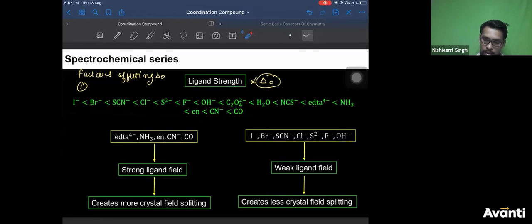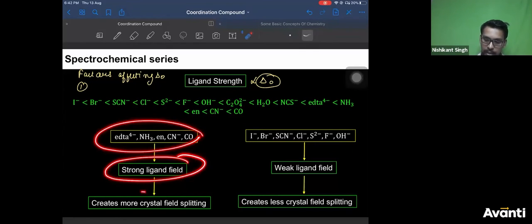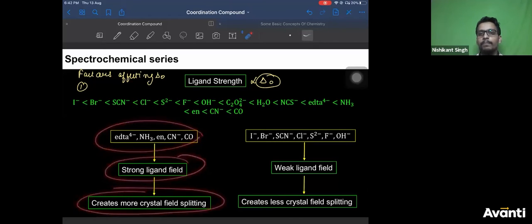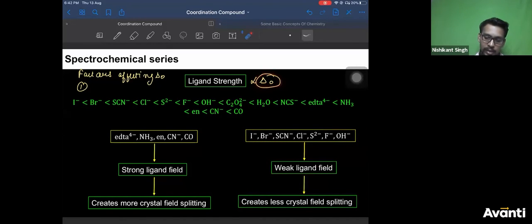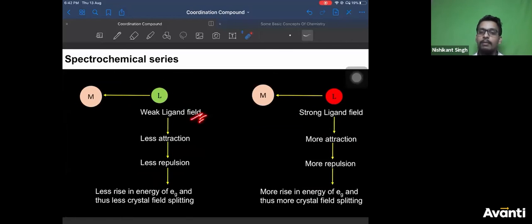These are considered strong field ligands, which create more crystal field splitting. These are considered weak ligands, which create less crystal field splitting. So the more the splitting, the more the delta O value. Obviously your delta O depends upon ligand strength. Now how does it happen? See this. A weak ligand means it is less attracted by the metal.